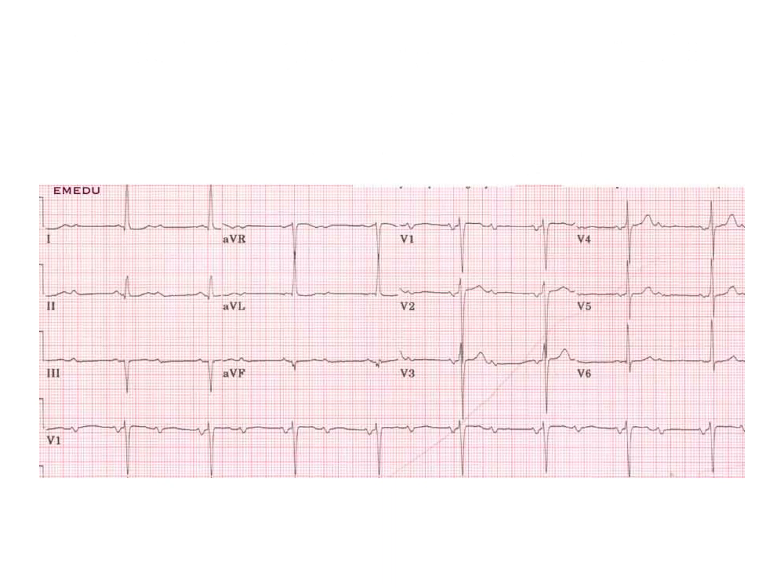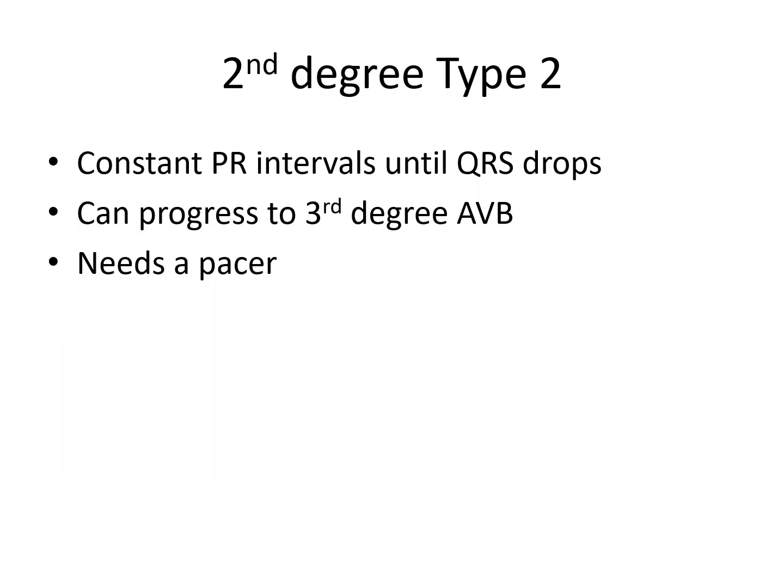Then we're going to the second degree type 2 block, which simply means there is a fixed PR interval and then a dropped QRS, in which in this particular case, every second QRS is dropped. And this one is more dangerous. Why? The second degree type 2 is more dangerous because it can, with significant frequency, progress to the third degree AV block, and that needs a pacemaker.